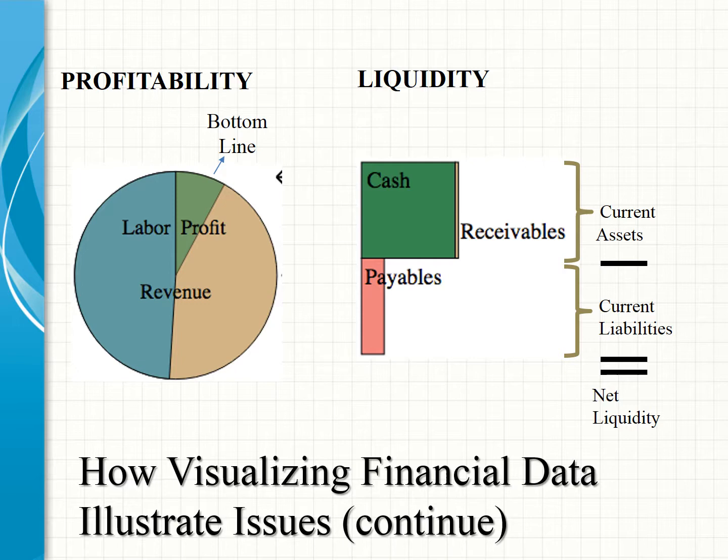If users want to know if a business has enough cash to pay its upcoming bills, they will need to look at the rectangular chart. Please take a look at the rectangular chart here on your right hand side. The green box shows current assets, which includes cash and receivables. The red box shows current liabilities, which includes payables. If current assets are more than current liabilities, the business is liquid. If current assets are less than current liabilities, the business is illiquid.